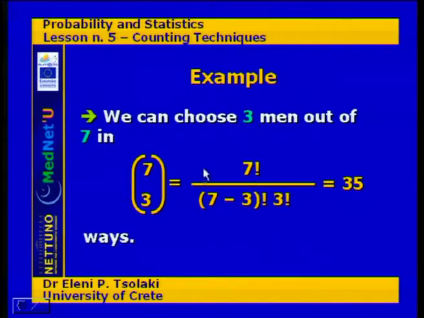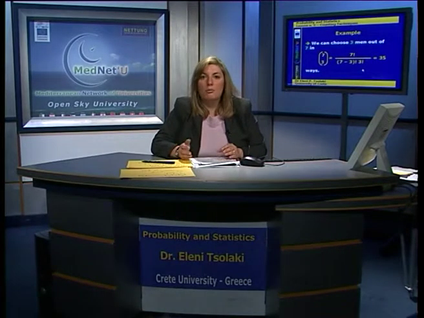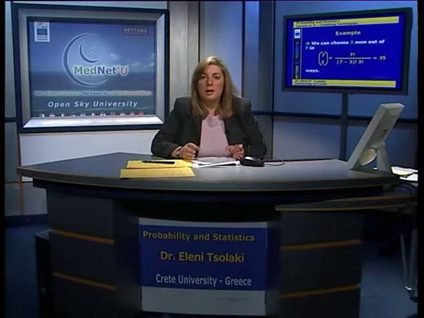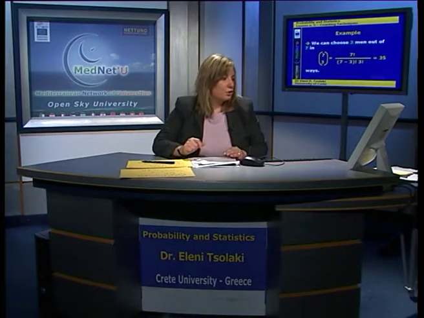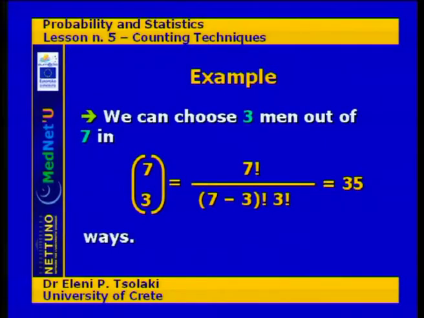So we can choose 3 men out of 7 in 35 different ways. Here we are not interested in which order we choose the 3 men. We are just interested in choosing these particular 3 people. So that's why we use combinations. Here we've seen that we have 35 ways we can choose 3 men out of 7.